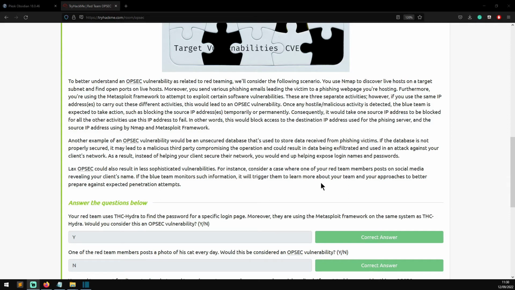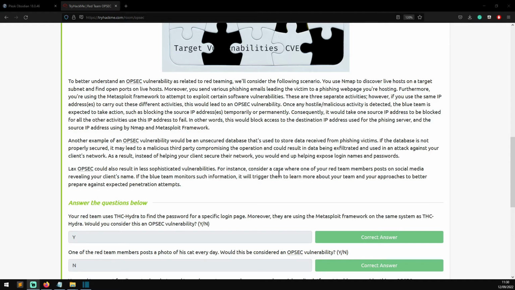Another example of an OPSEC vulnerability would be an unsecured database that is used to store data received from phishing victims. If the database is not properly secured, it may lead to a malicious third party compromising the operation and could result in data being exfiltrated and used in an attack against your client's network. As a result, instead of helping your client secure their network, you would end up exposing login names and passwords to malicious people. Lax OPSEC could result in less sophisticated vulnerabilities.